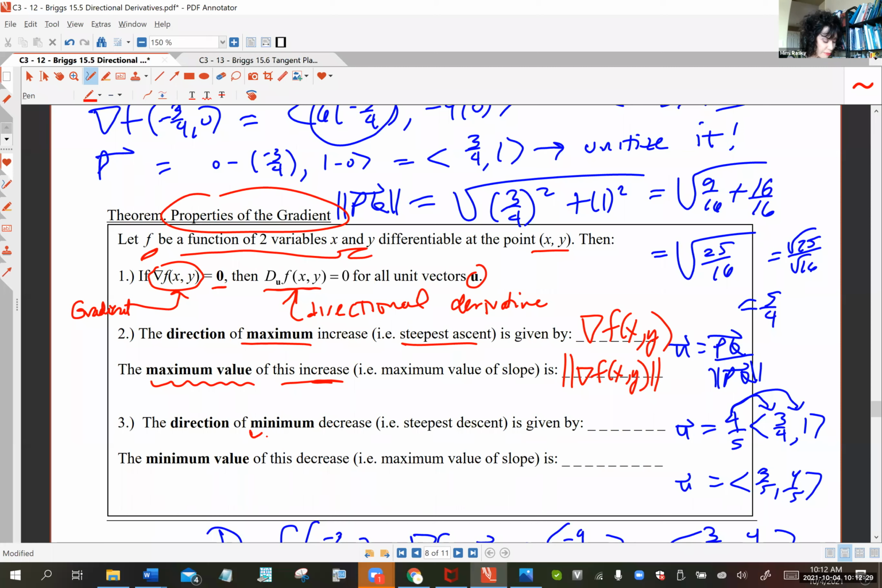So the direction of minimum increase or steepest descent, that's if you were a hot dog skier and you want to go down the downhill the steepest, just go the opposite direction of the gradient. So negative del f, opposite direction of the gradient. And the minimum value of this decrease would be the negative of the magnitude of the gradient. Okay, I'm going to prove this theorem on the next page.